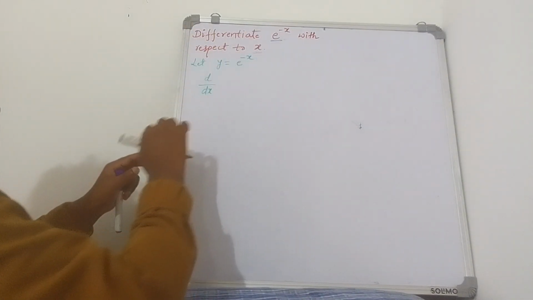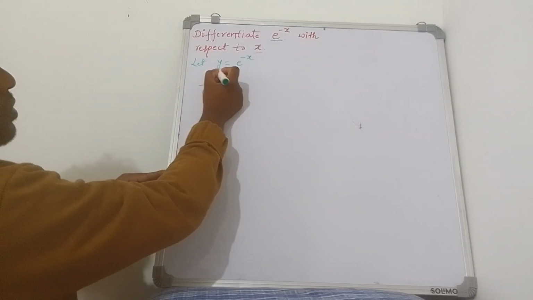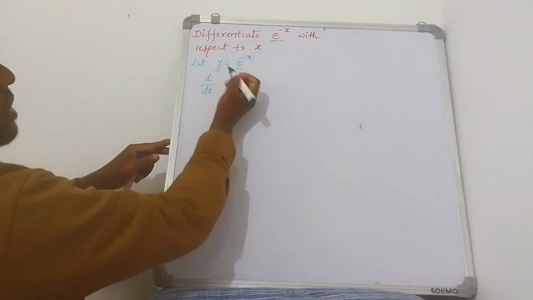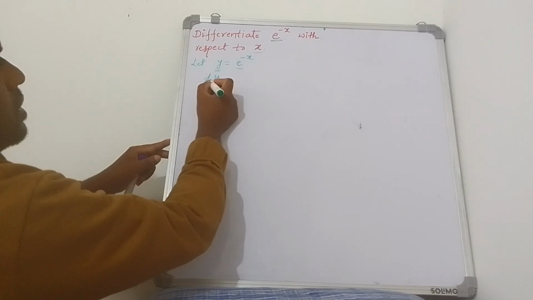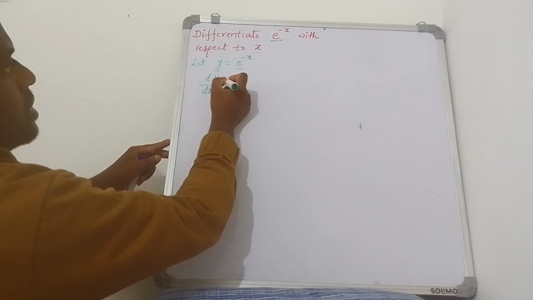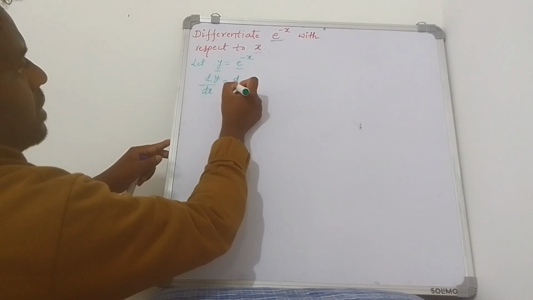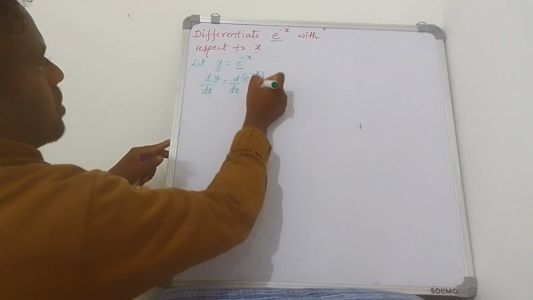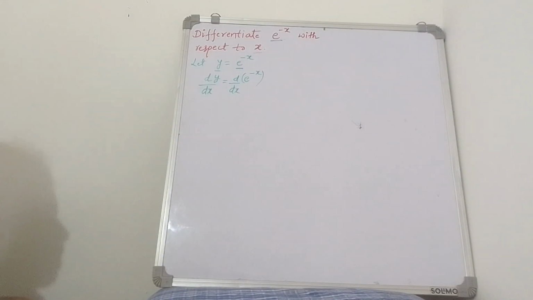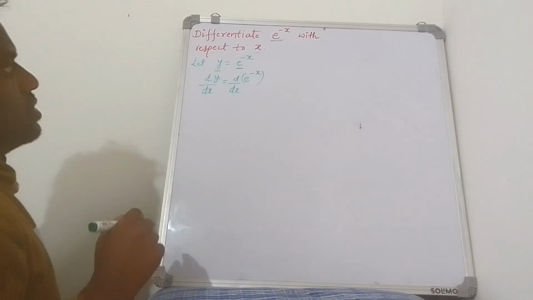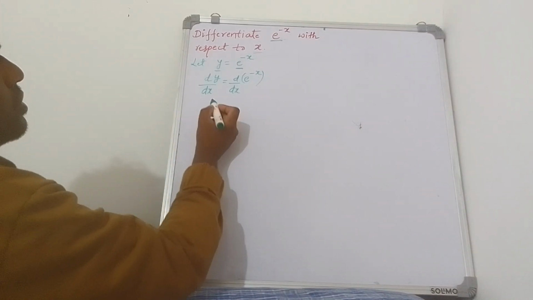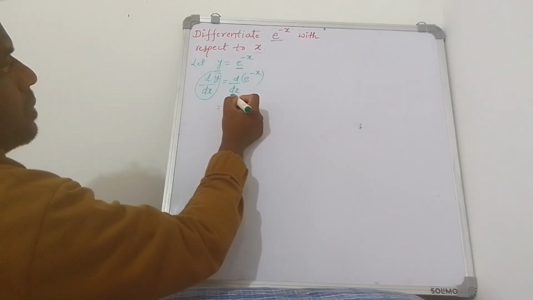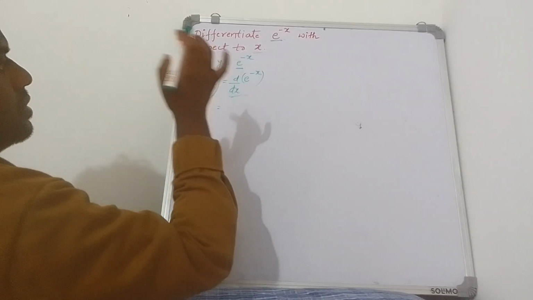Okay, both left and right side you take d by dx. So first for dy, y will be here, d by dx of this y is equal to, again take d by dx of this e to the power of minus x. Okay. Next step is what? Okay, so we want this dy by dx, so we have to simplify this side, right side.